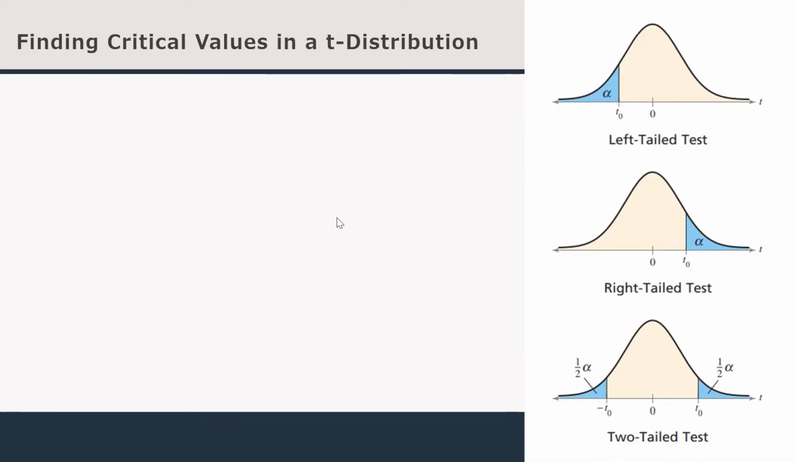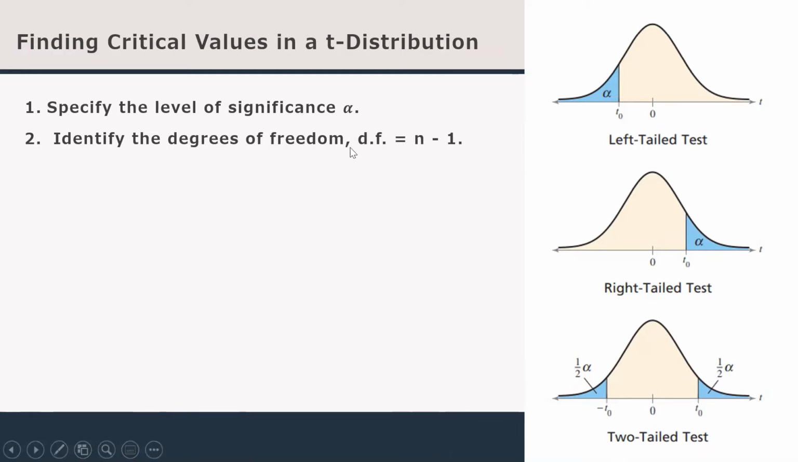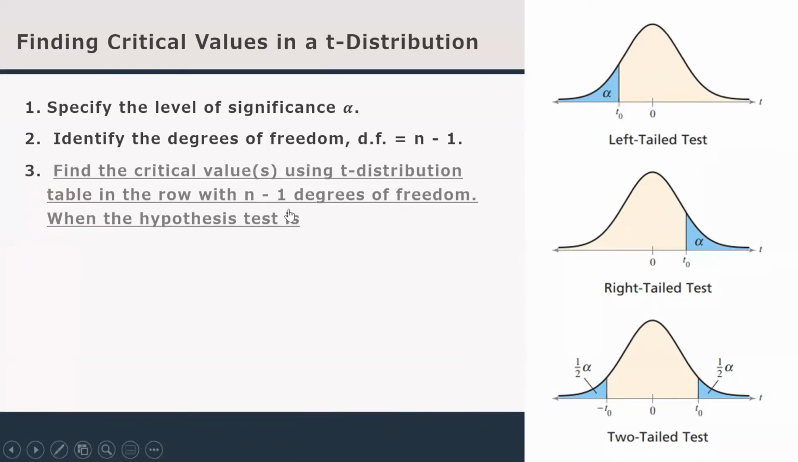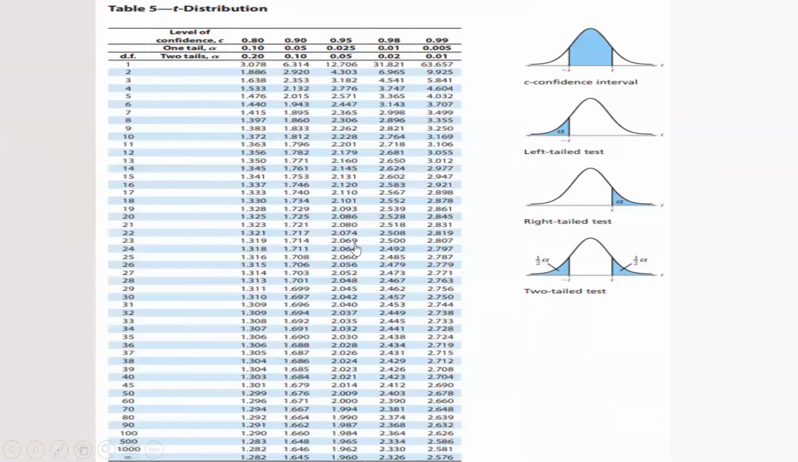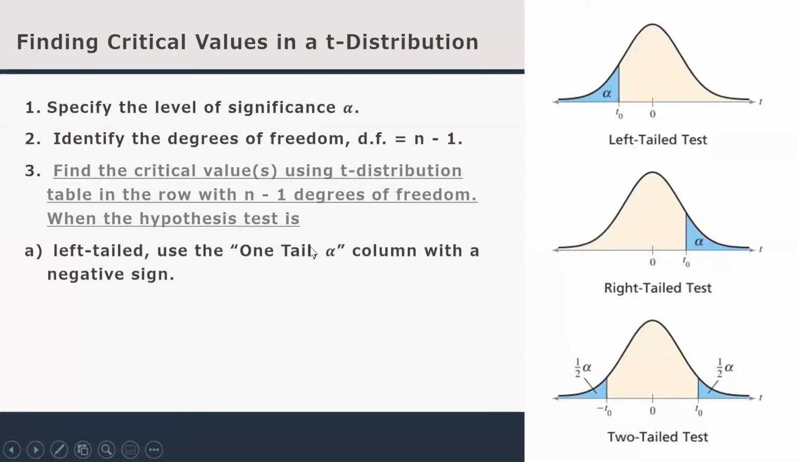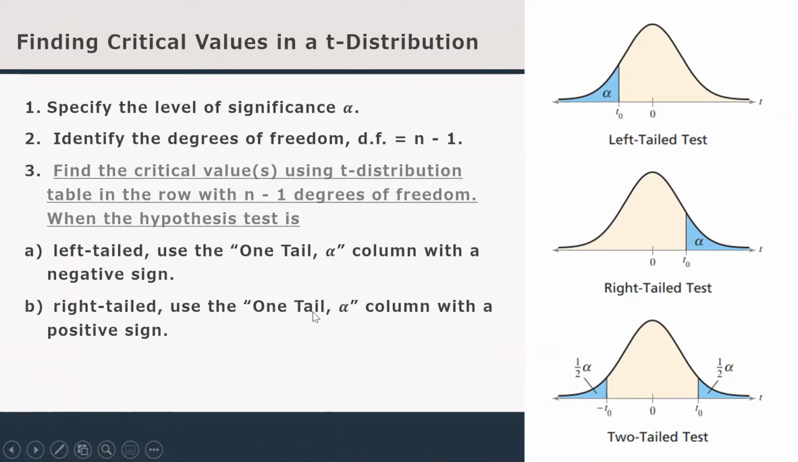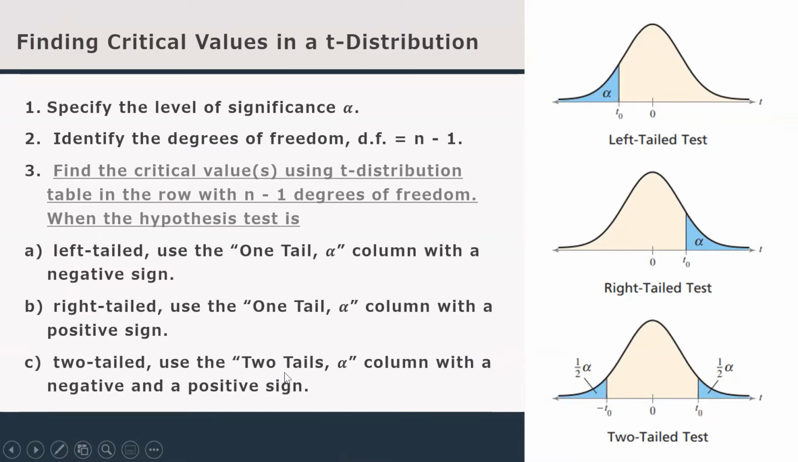So how are we going to find the critical values for a t-distribution? We have the following steps. 1, specify the level of significance. 2, identify the degree of freedom, which is n minus 1. 3, find the critical values using the t-distribution. This is the t-distribution table. For a left-tail test, use the one-tail alpha column with a negative sign. For a right-tail test, use the one-tail alpha column with a positive sign. And for a two-tail test, use the two-tails alpha column with a negative and positive sign.